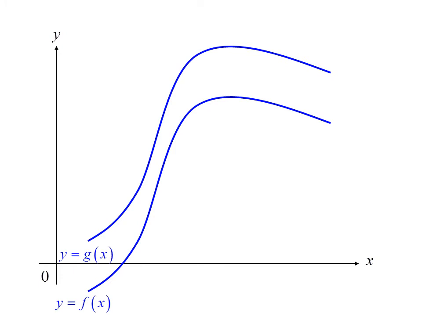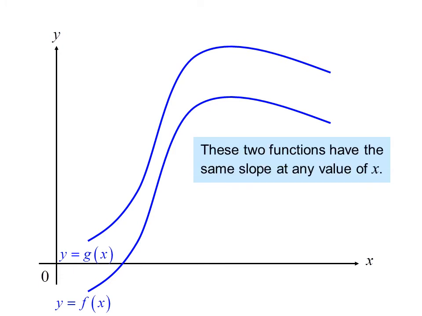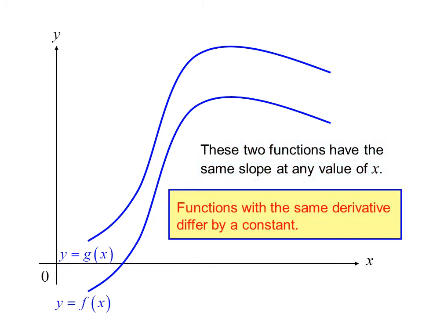Once again, looking at our arbitrary function, we notice that these two functions have the same slope at any value of x. Functions with the same derivative differ by a constant. And it doesn't matter where we measure, as long as we measure vertically, the distance is the same.